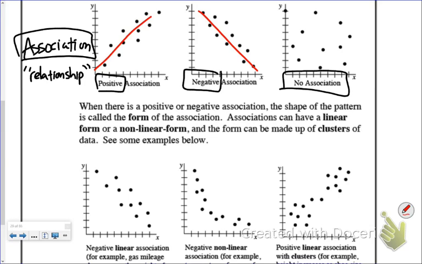Any questions about association? Yeah. What would it be called if it was like a straight line? Like a horizontal line? It would also be called no association. Good question, good question.